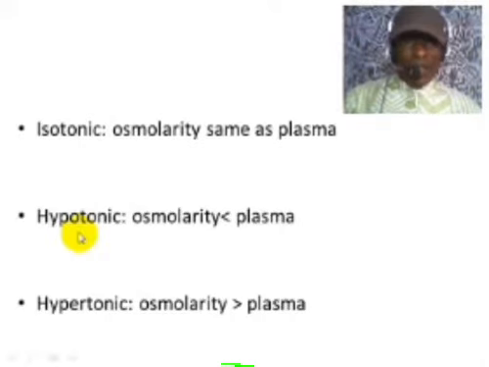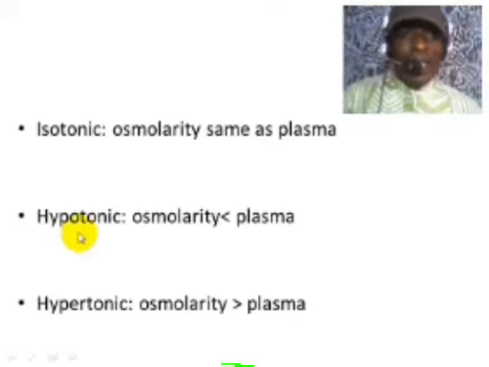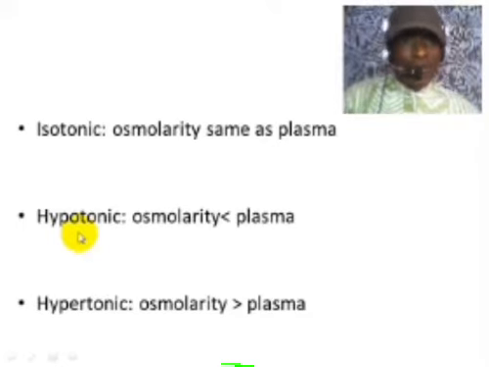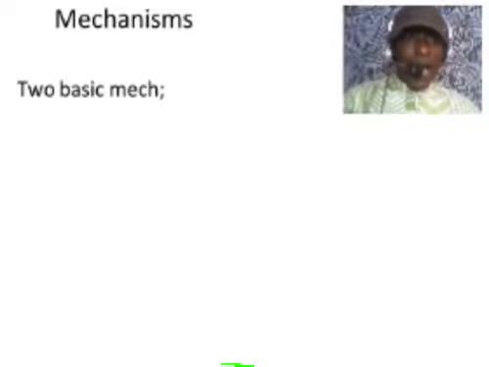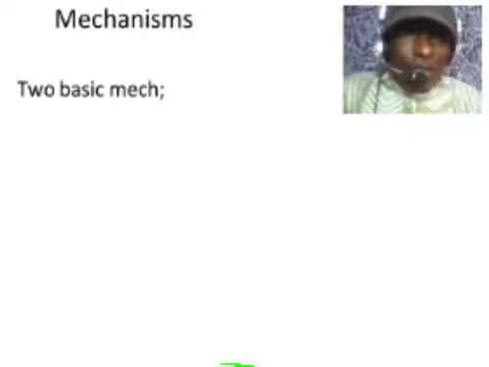Alright, going forward. In isotonicity or an isotonic fluid, the osmolarity of the blood is the same as plasma. In hypotonicity or a hypotonic fluid, the osmolarity of the blood is less than plasma. Whereas in hypertonicity, the osmolarity of the blood is greater than the osmolarity of plasma. Good. We'll look at the mechanisms by which the human kidneys concentrate urine.